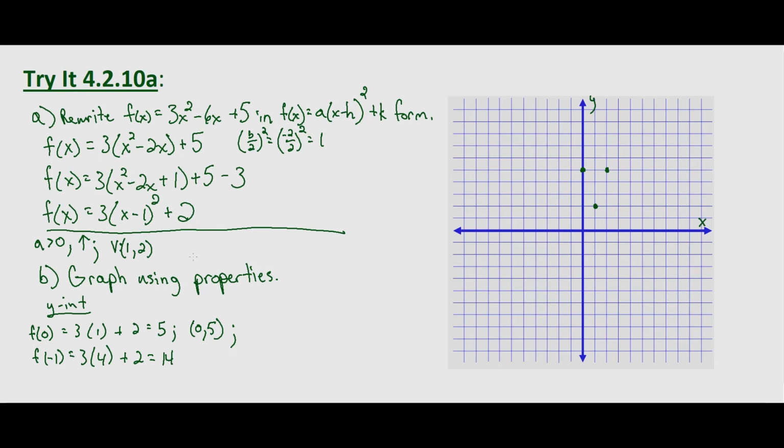So that's going to be off of our graph. The same thing would apply if we plotted the point at 3, we would get 14 as well, which is going to be off our graph. So we just know that this is the general shape, and keeping in mind that we want to be at 14 at the next one, it's going to be a little steep. And that gives us the graph for f of x equals 3x squared minus 6x plus 5.